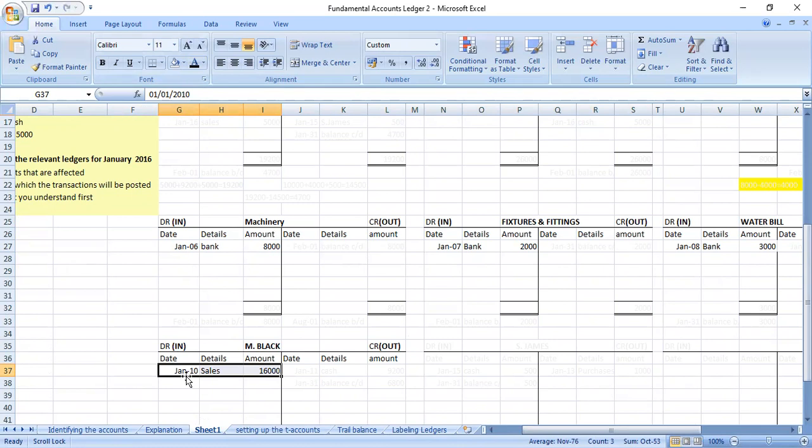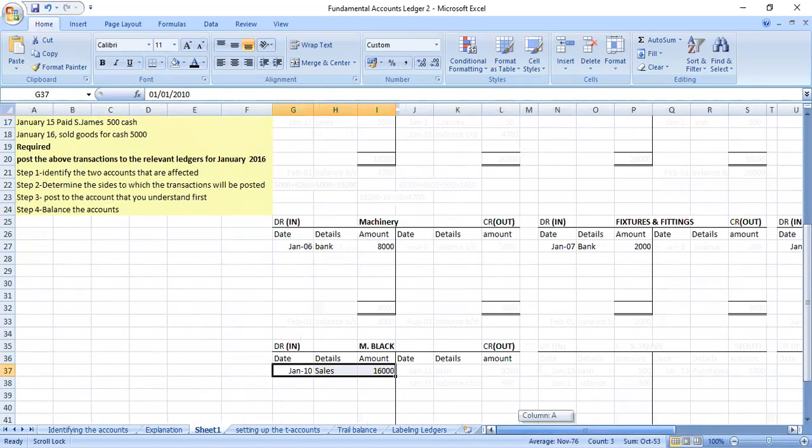So January 10, $16,000 worth of goods. M Black received $16,000 worth of goods from sales. All right? So let us look back at the transaction.